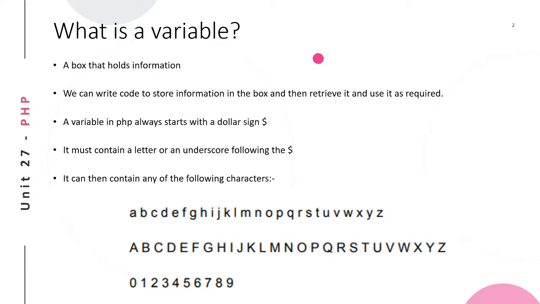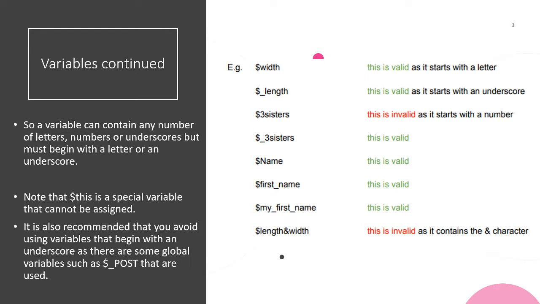PHP variables are quite different. You have to start with a $, and usually you follow that $ sign with a letter or an underscore. After your $, any of these letters can occur, but you cannot start with a number. You can only start with a letter or an underscore. Variables can contain any number of letters, numbers or underscores, but they must begin with a letter or an underscore. You cannot start with a number.